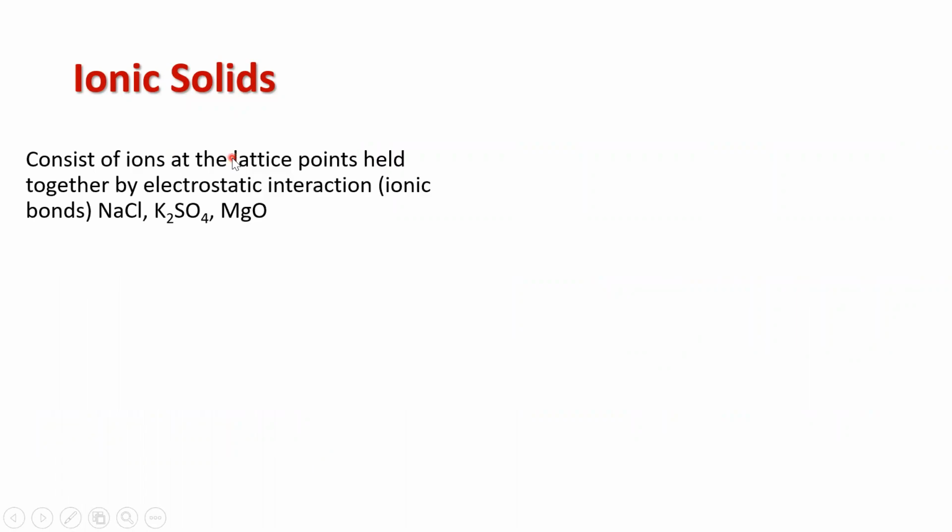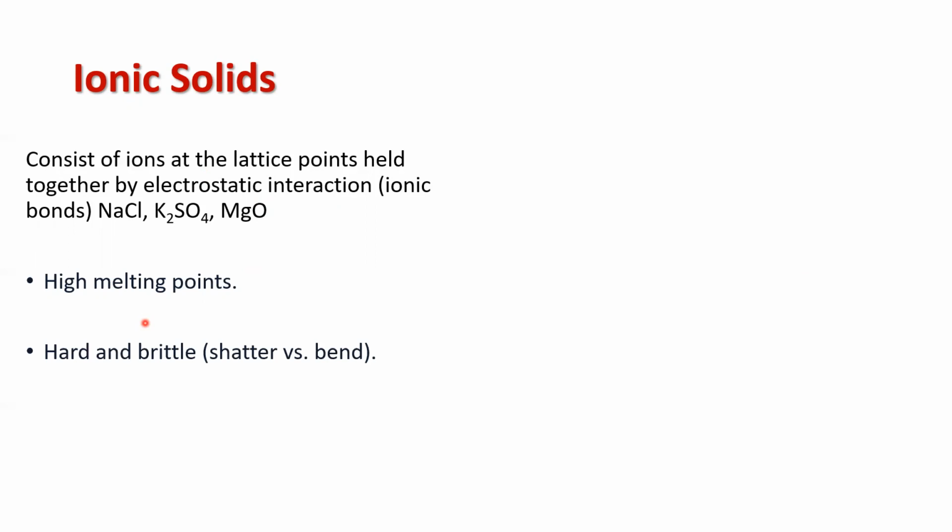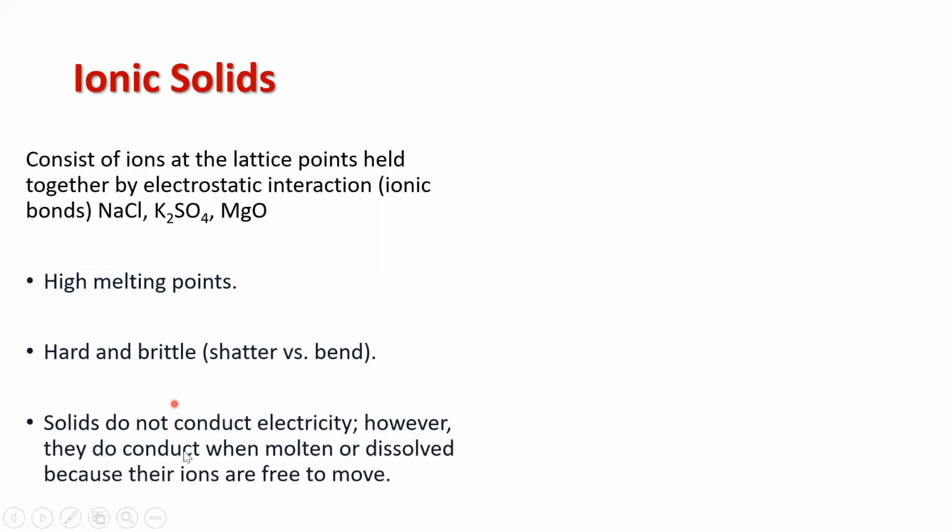So let's look at ionic solids in a little more detail. We're going to be looking at ions in the lattice points, and they're held together by electrostatic interactions. Essentially what that means is the positive ions are attracted to the negative ions. Ionic solids are classified as having high melting points. They're hard and brittle, and they can't conduct an electric current when they're in their solid state. But if we were to melt them, make them molten, or if we were to dissolve them in water to loosen up those ions, then they would be able to conduct an electric current.